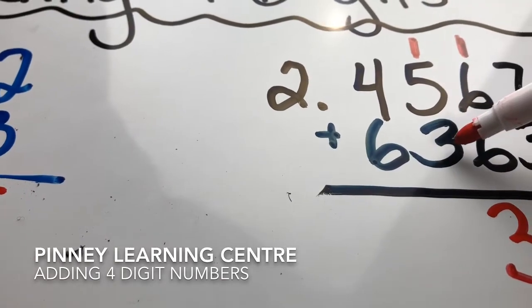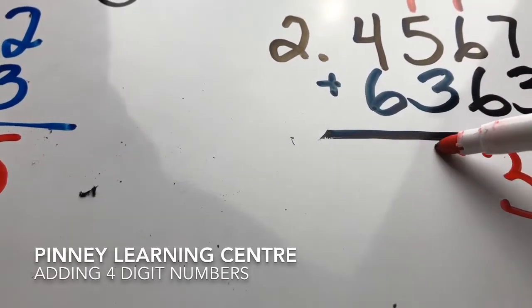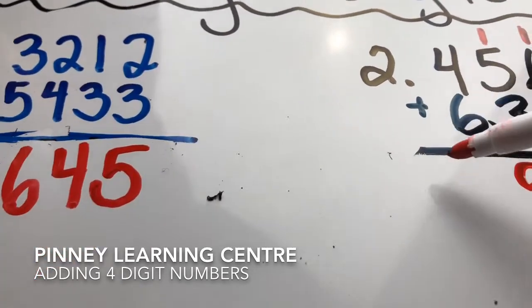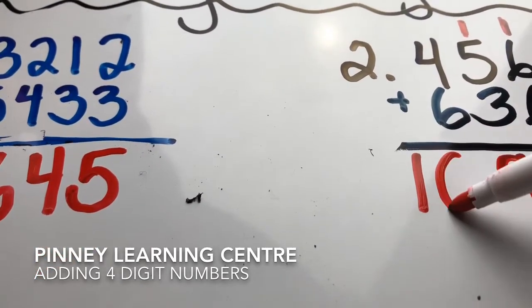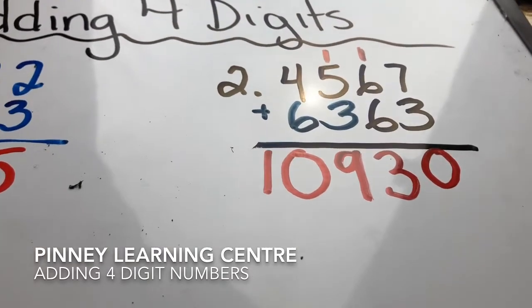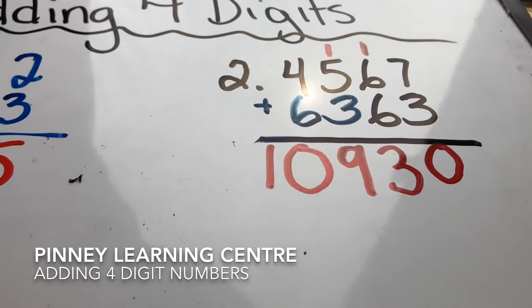5 plus 3 is 8, plus 1 is 9. And 6 plus 4 is 10. My answer is 10,930.